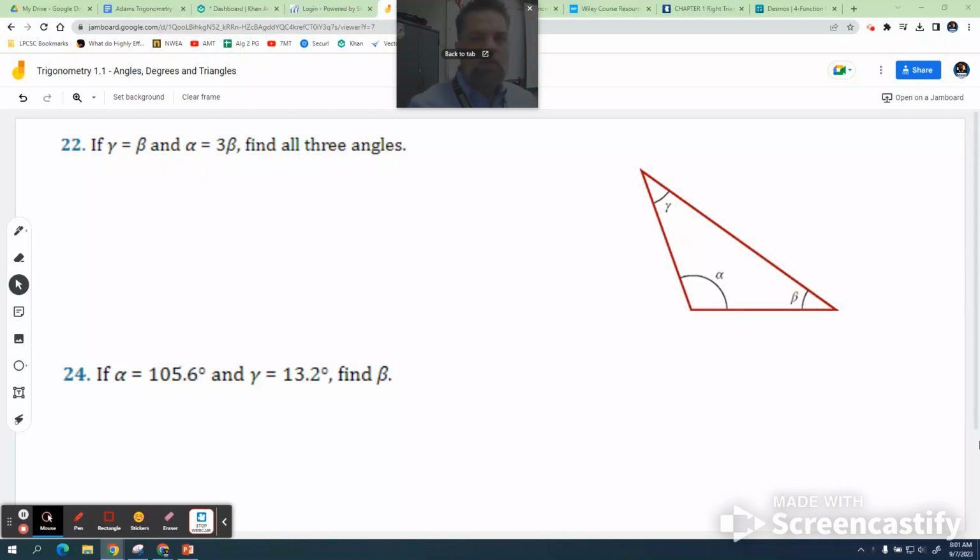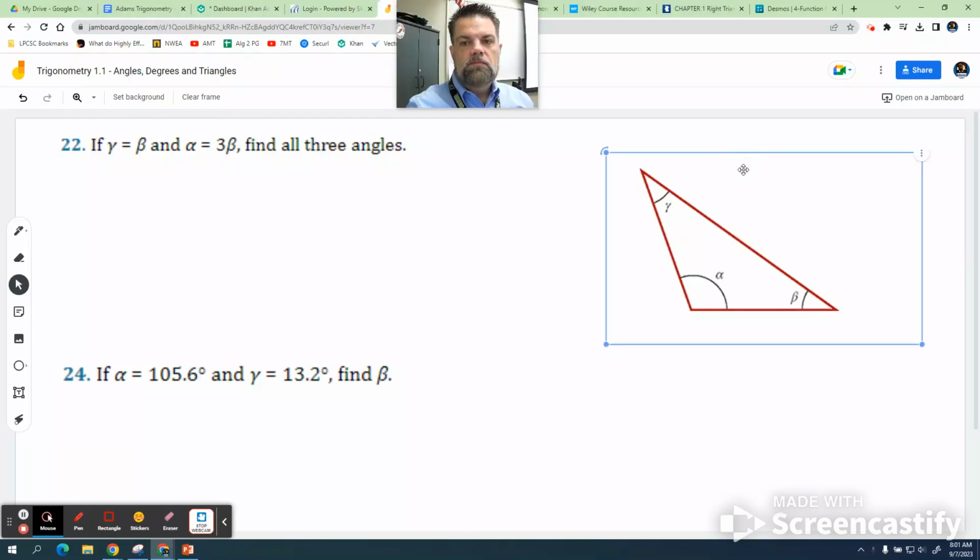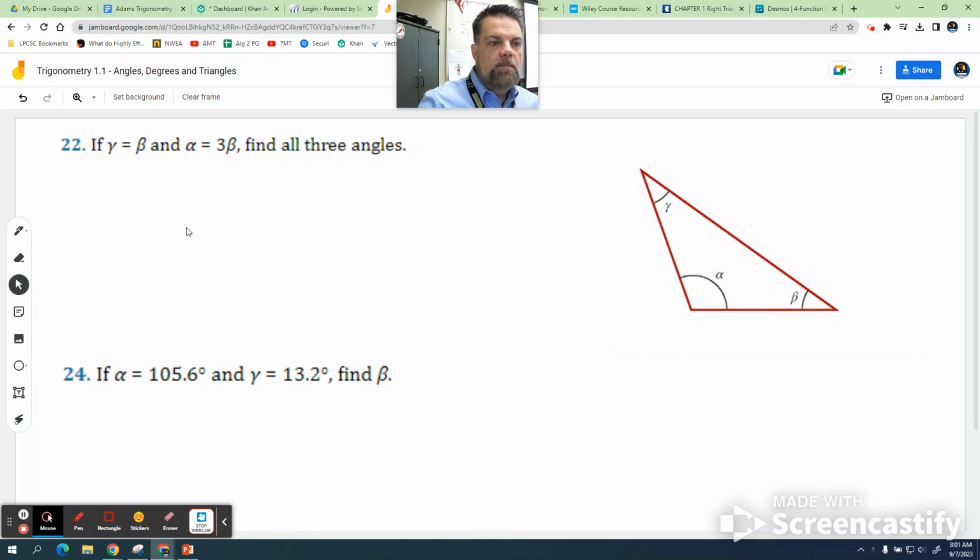All right, for problem number 22, it says if gamma equals beta and alpha equals 3 times beta, find all three angles. So this is kind of more of a systems of equations thing. So what do I know about alpha, beta, gamma?